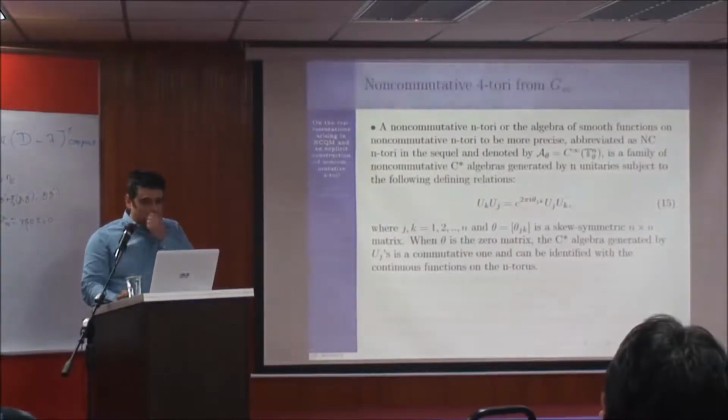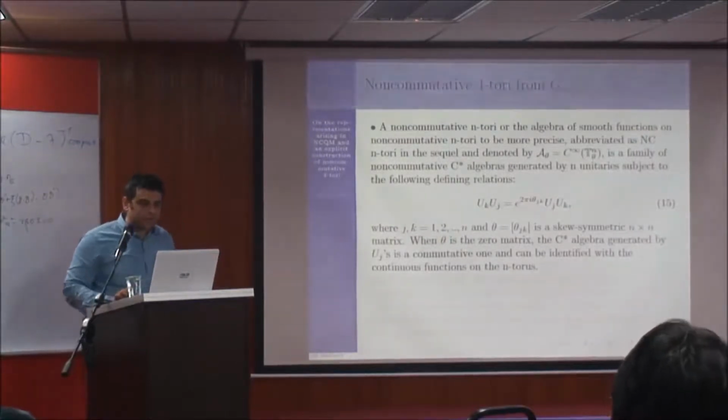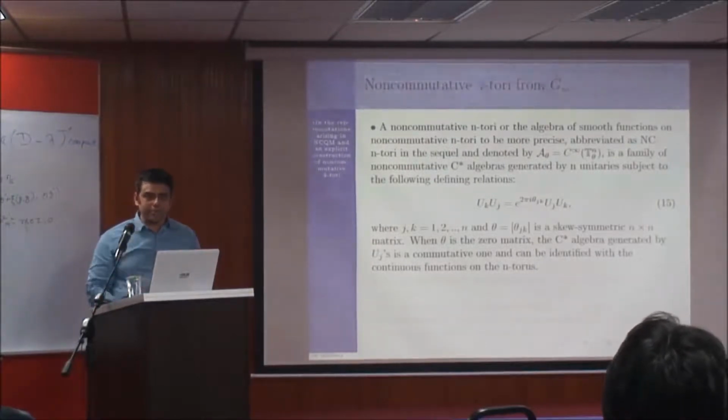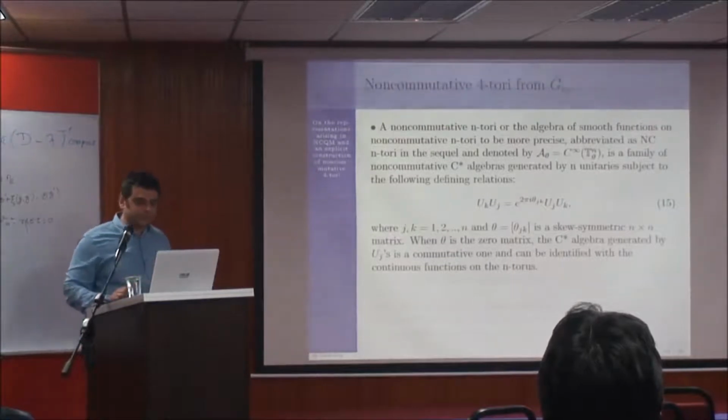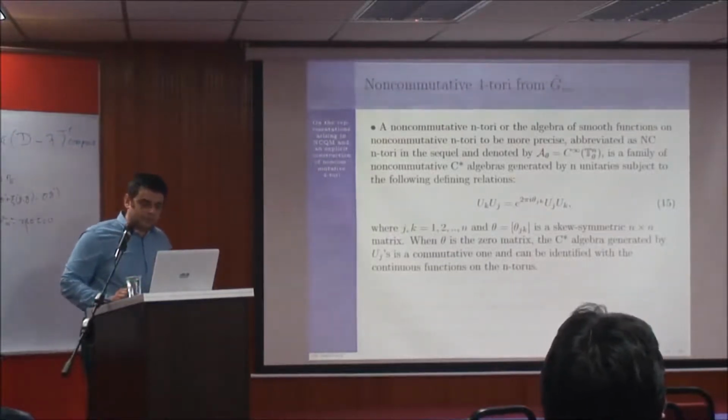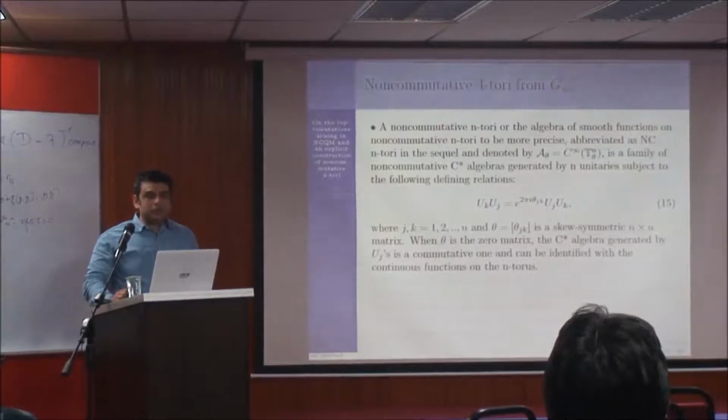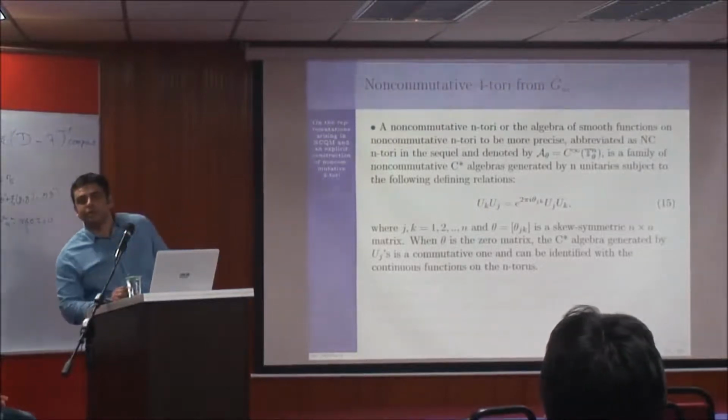Okay, so we are in the last segment of the talk where we discuss how to construct a non-commutative 4 tori out of the unitary dual that we discussed in the previous slides. All right. So first of all, by the way, how much time am I left with?